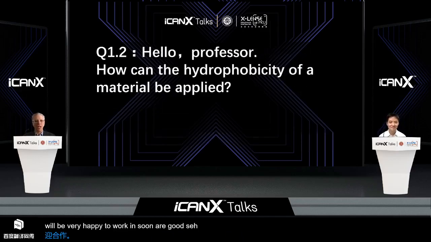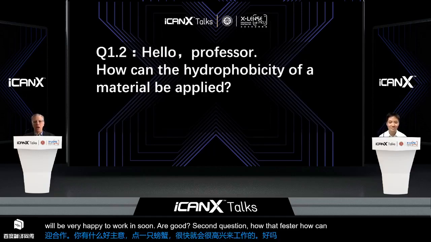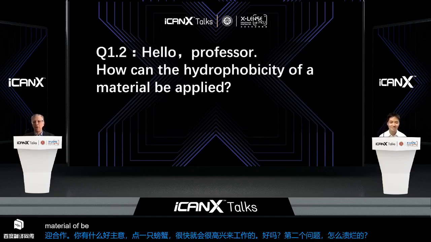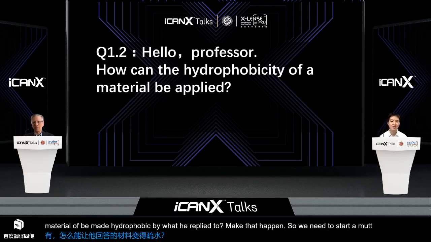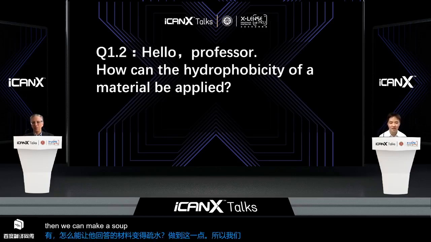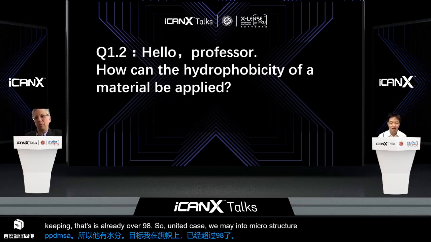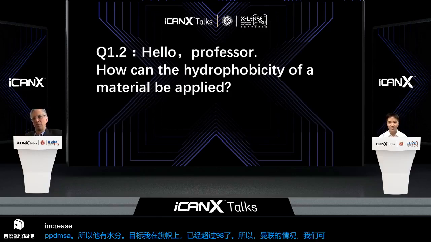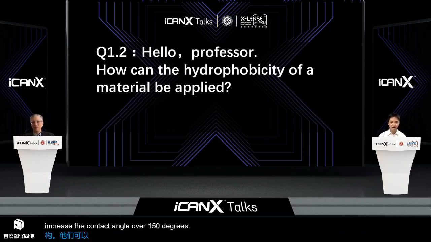Second question. Hello, Professor. How can the material be made hydrophobic? By what do you apply to make that happen? So we need to start with a material which is hydrophobic. Then we can make it super hydrophobic. Take PDMS as one example. The water contact angle on flat PDMS is already over 90 degrees. In that case, we make it into microstructures or nanostructures that can further increase the contact angle over 150 degrees. That's beyond the threshold of being super hydrophobic.